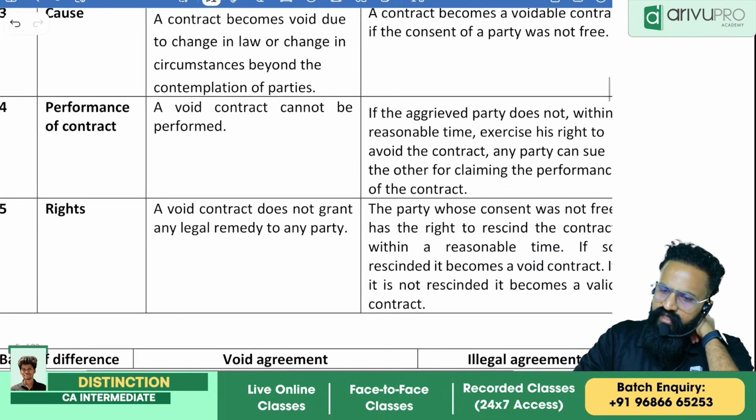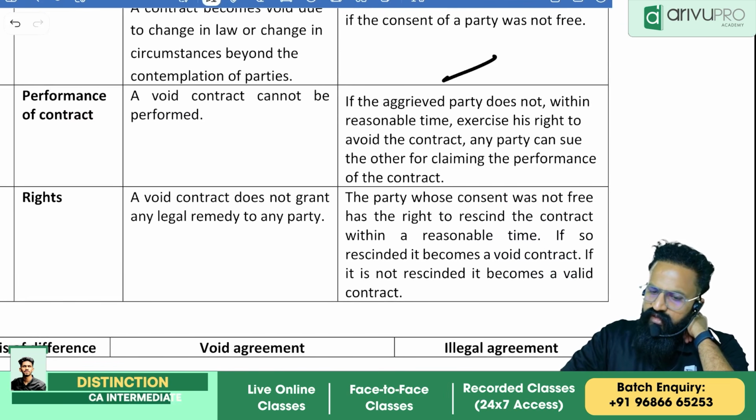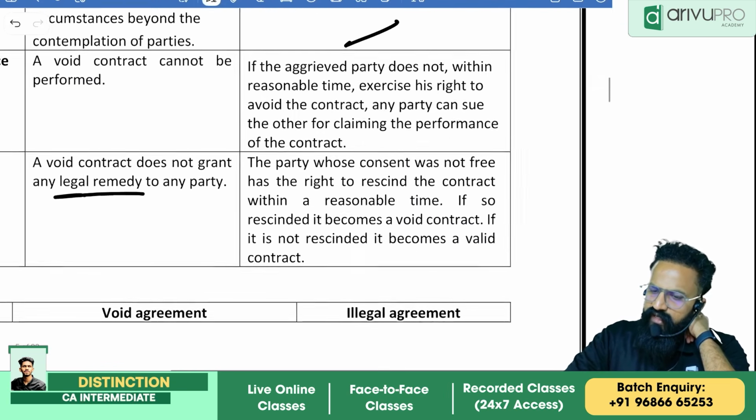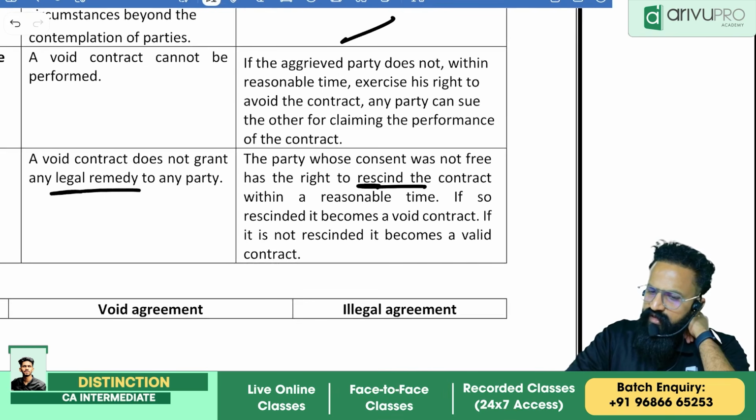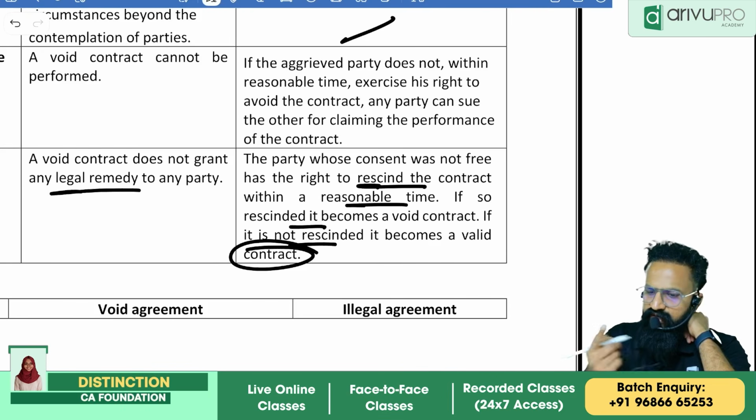A void contract cannot be performed. Here it is your option. The void contract does not grant any legal remedy. The party whose consent was not free has the right to rescind the contract within a reasonable time. If rescinded, it becomes a void contract. If it is not rescinded, it becomes a valid contract.